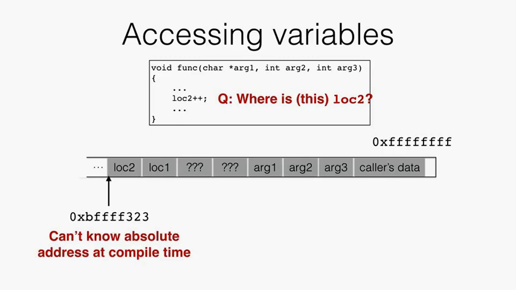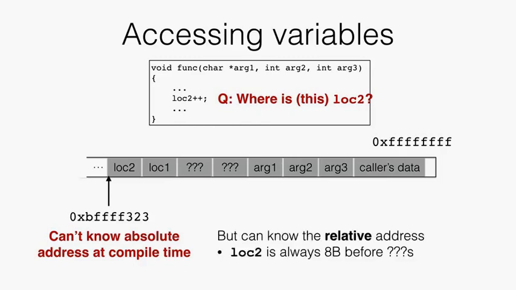Well, if we think about it, this function could be called from many different places in the program, so the actual address of loc2 could differ depending on who called the function. Therefore, the compiler cannot know this address at compile time, and it's going to need to do something else. Fortunately, the compiler always knows the relative address of this variable. That is, it's always 8 bytes before the question marks here on the stack.